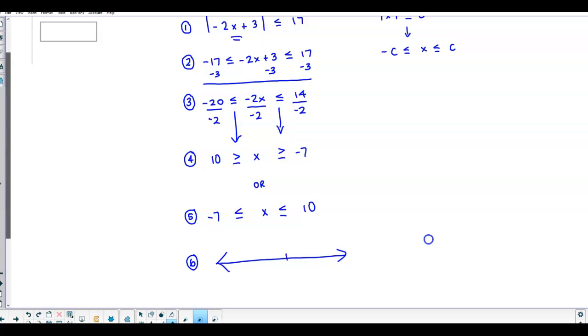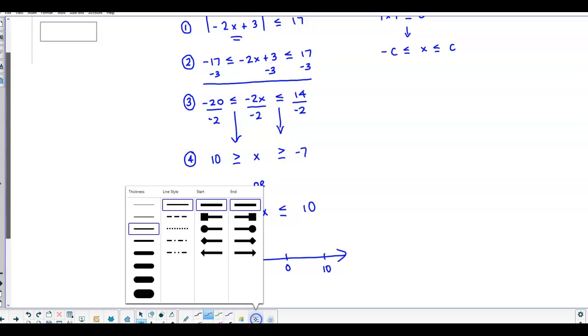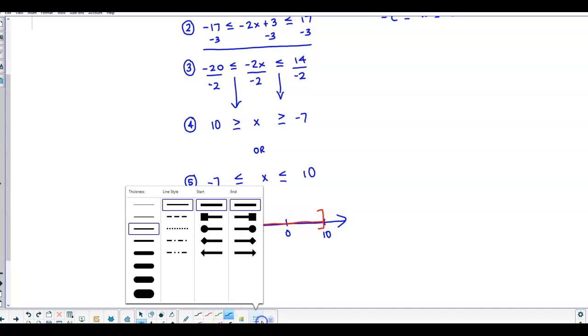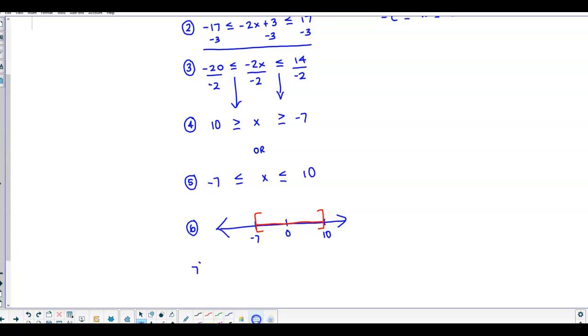Now, when we graph this, we have the following. So we have negative 7, and then we have positive 10. And so that means that everything with a bracket on both sides that is in between those falls within that interval notation. So therefore, our answer in interval notation is going to be the following. We have bracket, negative 7, comma, 10 with a bracket.